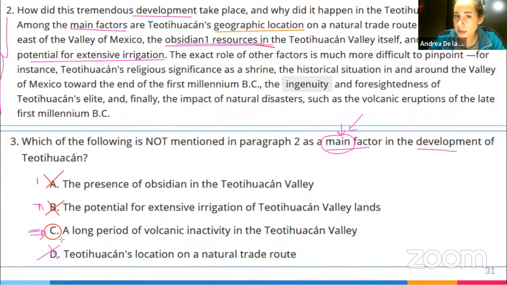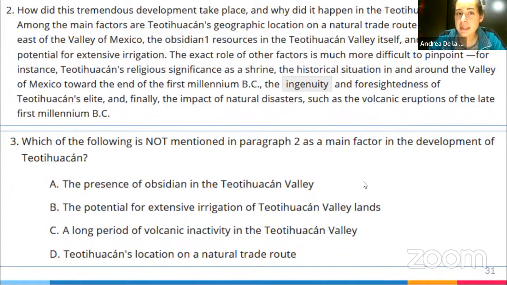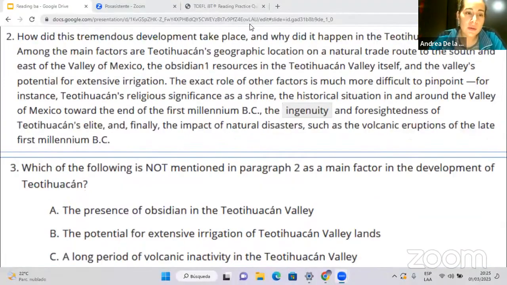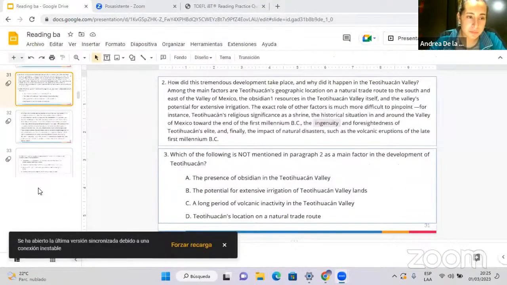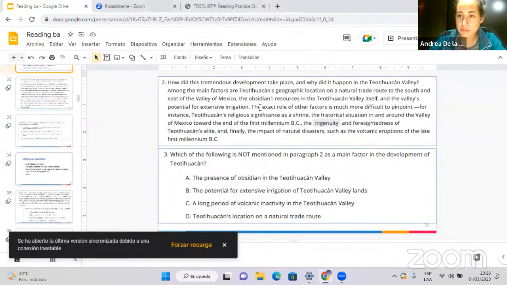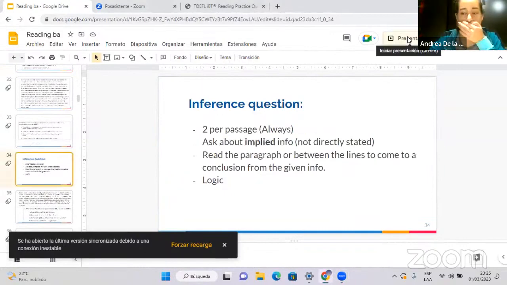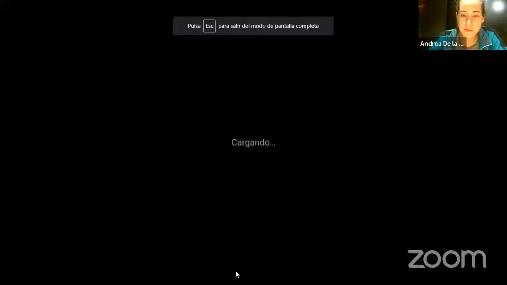So is this okay? Do we understand the process? Clear? Okay, guys. It's pretty easy, right? Let's say it's one of the easiest ones. Any questions before we move forward? Guys? So let's see.